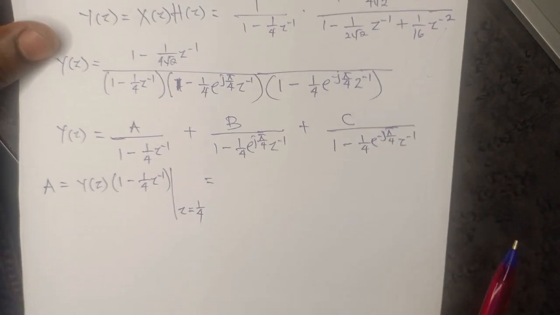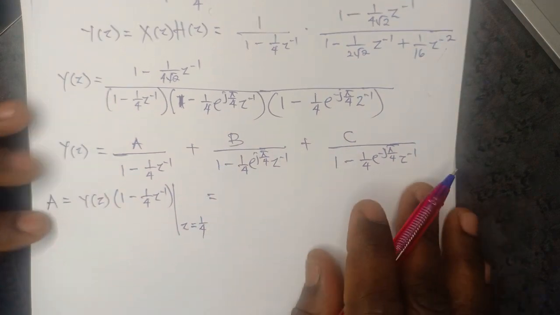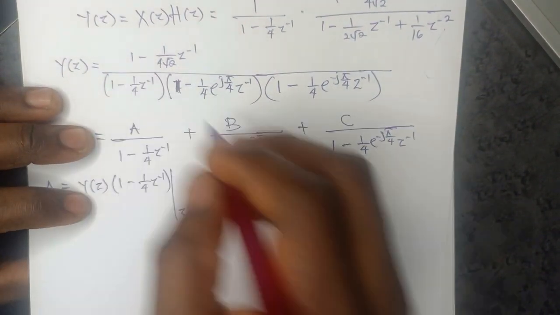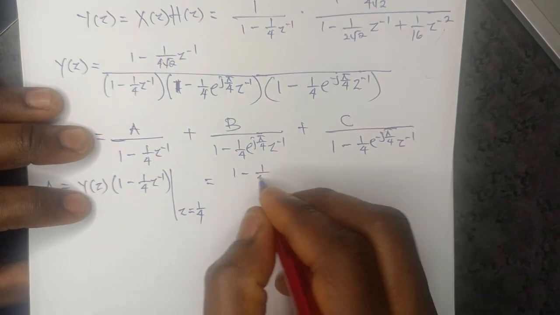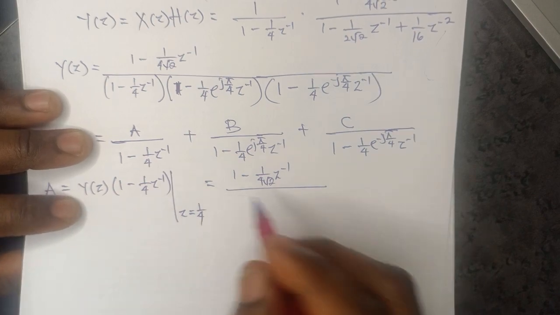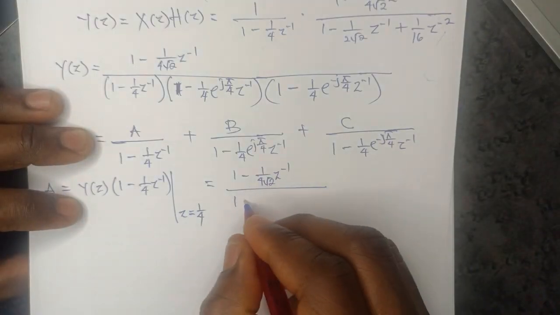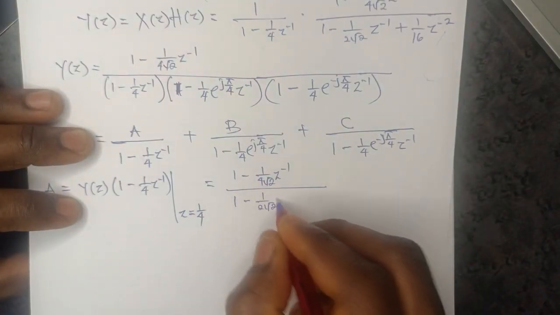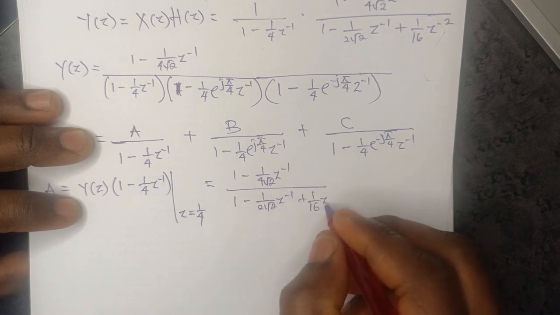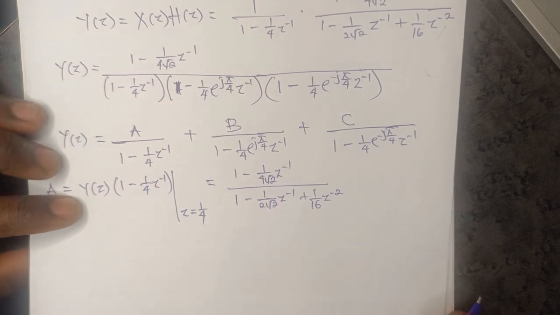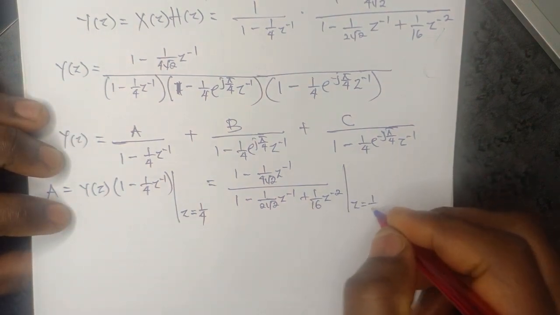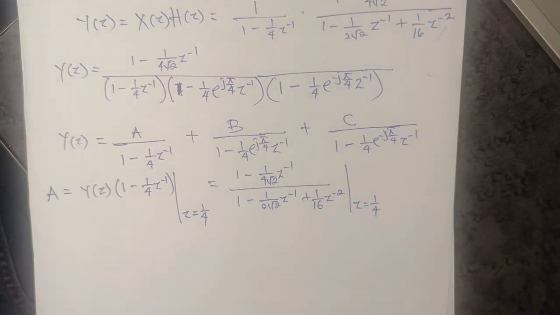Since that one is more comprehensive, we just write it as this numerator here, 1 minus 1 all over 4 root 2 z raised to power minus 1, all over. So we now write 1 minus 1 all over 2 root 2 z raised to power minus 1, plus 1 over 16 z raised to power minus 2. So once we have written it like this, we now substitute z to be equal to 1 over 4 in the expression.